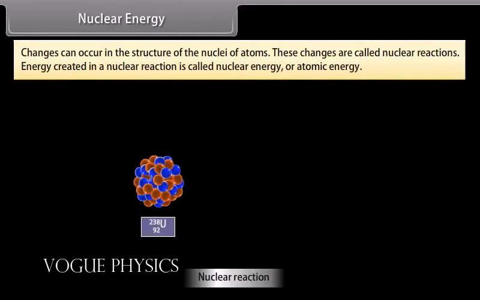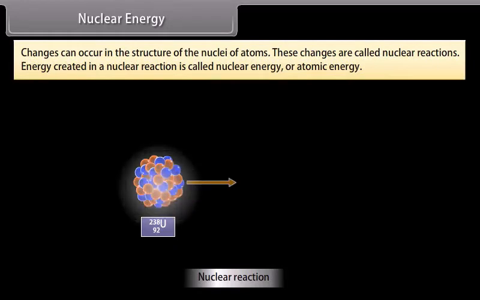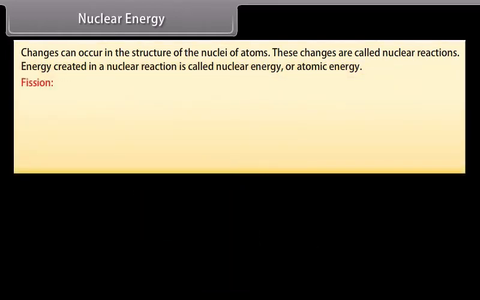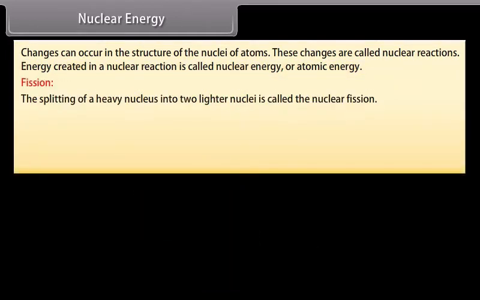Nuclear energy. Changes can occur in the structure of the nuclei of atoms. These changes are called nuclear reactions. Energy created in a nuclear reaction is called nuclear energy or atomic energy. Fission. The splitting of a heavy nucleus into two lighter nuclei is called nuclear fission.